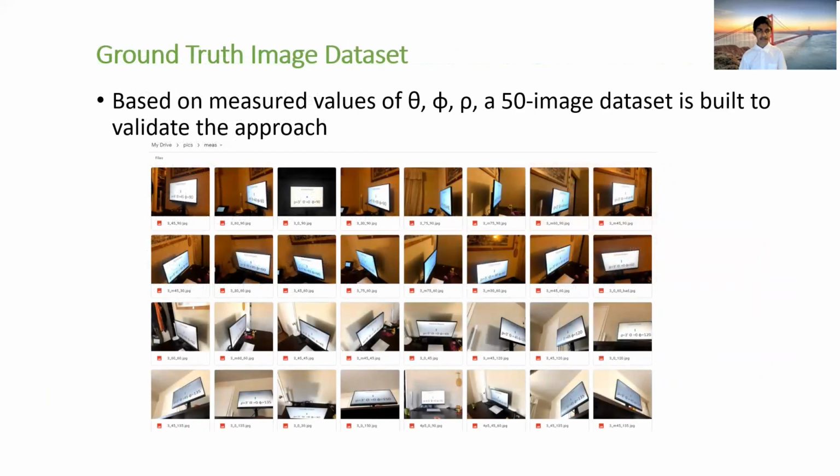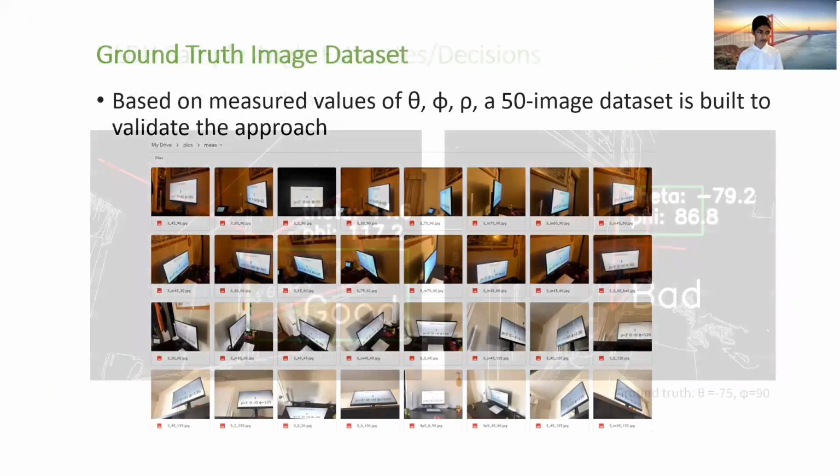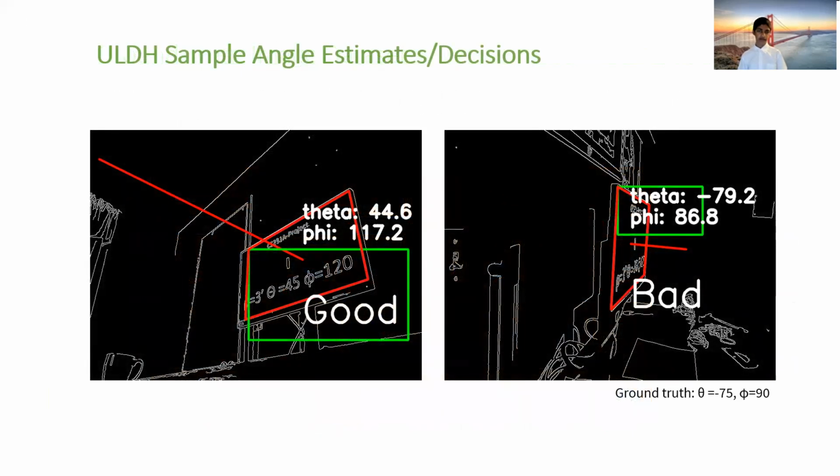We built an image dataset for varying theta, phi, and rho values. Each image's ground truth is noted down for eventual comparison with estimations later. And here's how the results look. As in the images, the ground truth angles are shown in the screen area, while the software annotated the images with its estimations of theta and phi. We can observe that based on predefined thresholds, the software is able to discriminate between good and bad scene angles.